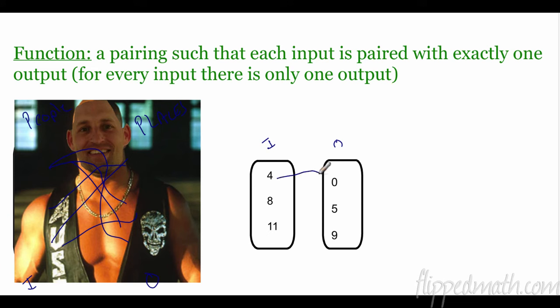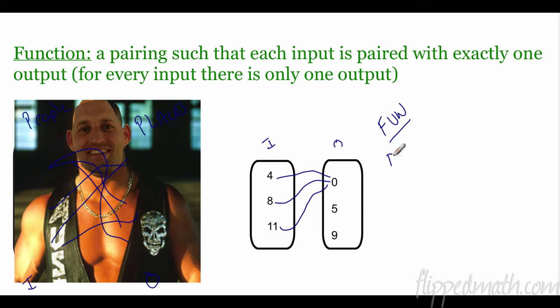Can 4 go to 0? Can 8 go to 0? Can 11 go to 0? Well, it would appear that we would say no, right? But if you take a look at it, this input goes to only one output. This input goes to only one output, and this input goes to only one output. So yes, this would be a function.